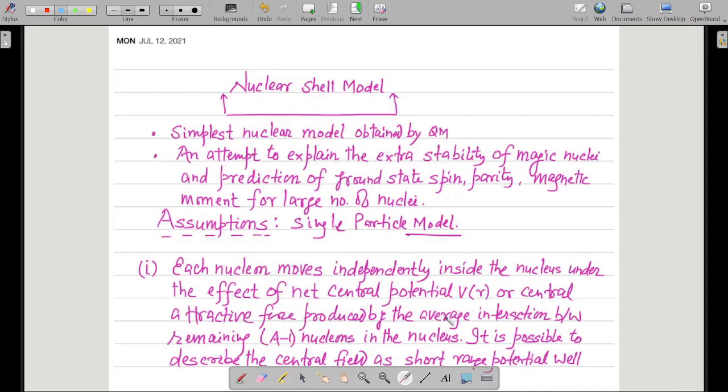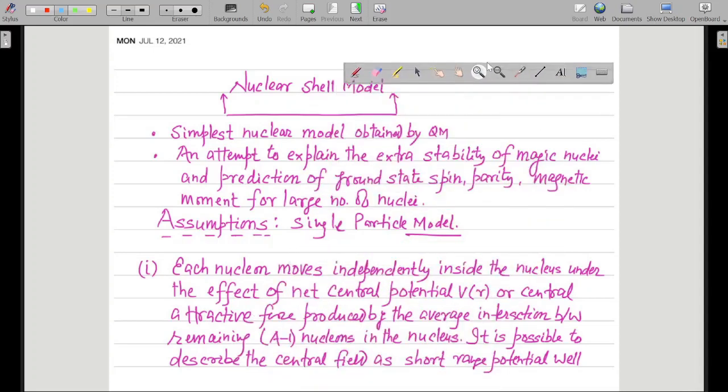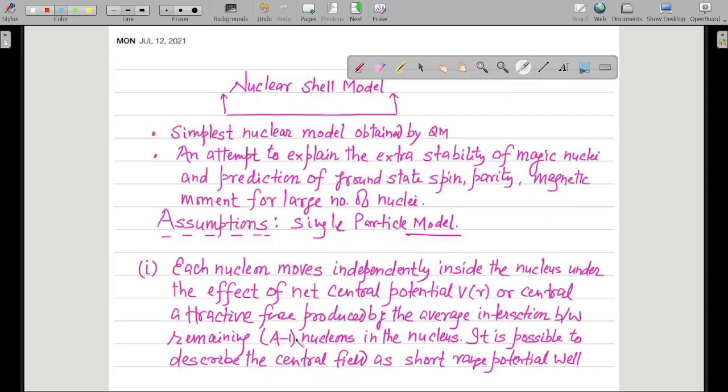But the way the other A minus 1 nucleons are moving does not affect the way this nucleon will move. Although the central potential is being provided by the other A minus 1 nucleons, it will not differ depending on how they are moving. That is the meaning. The movement of the other A minus 1 nucleons is independent of the movement of this nucleon, but the central nuclear potential field is provided by them.